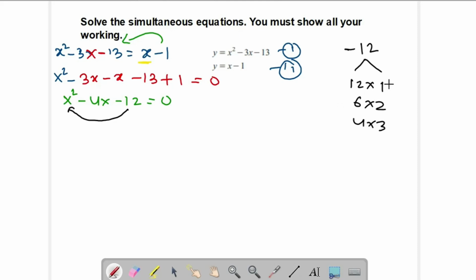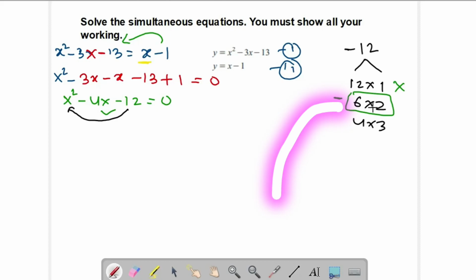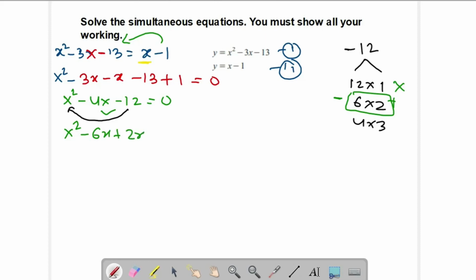So 12 minus 1 is not possible because it is 11. Then 6 minus 2 is 4. Okay, so this we can use here. But in this scenario, minus will be 6 and plus will be 2, because the middle term, if you see, is minus. So the greater sign will be negative. So we will write x square minus 6x plus 2x minus 12 is equals to 0.